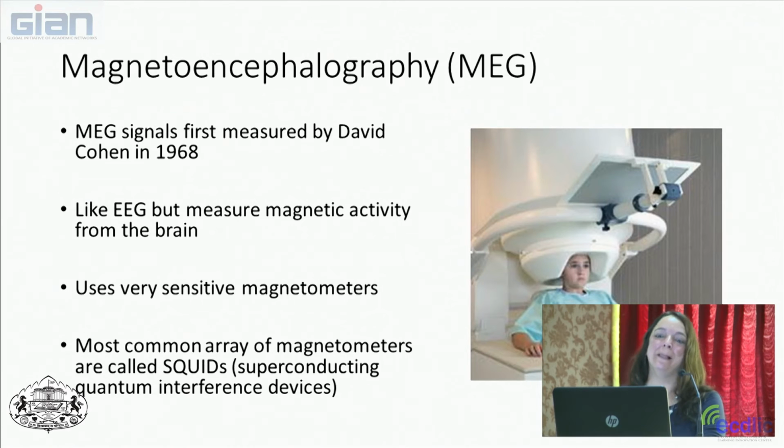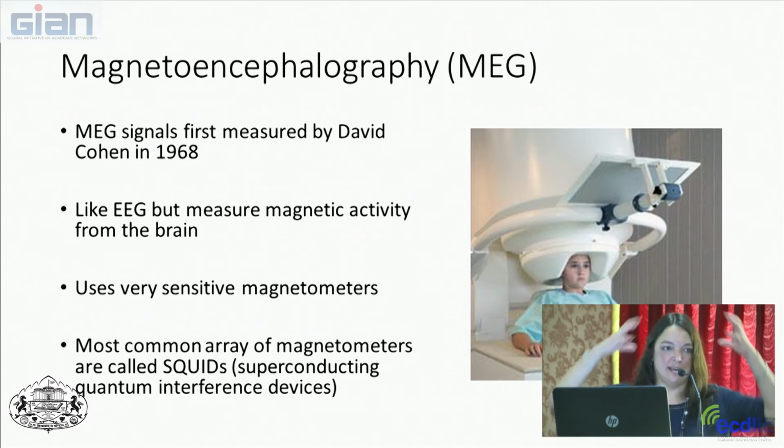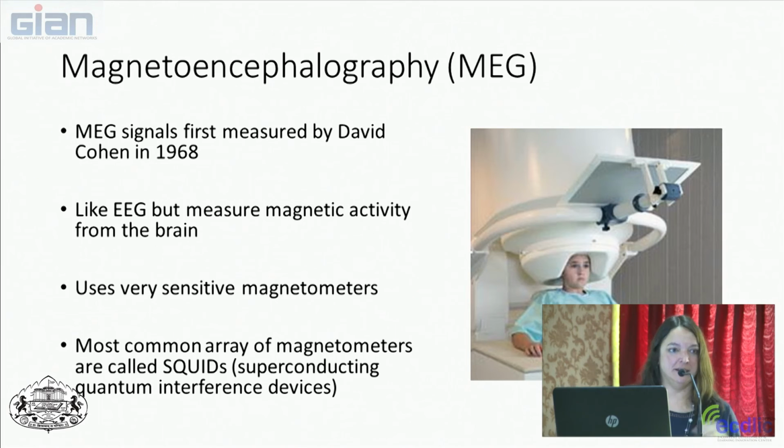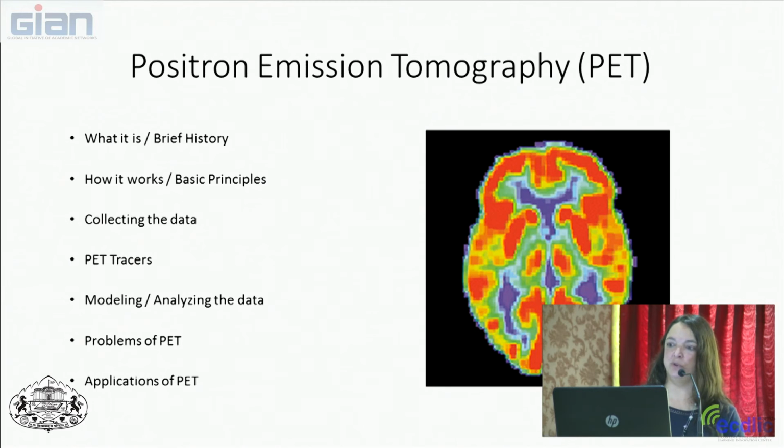MEG activity is similar to EEG. It was first measured in 1968. It measures the magnetic activity from the brain, not the electrical activity. You need very sensitive magnetometers, and they often have these giant machines called SQUIDs, superconducting quantum interference devices. You put a person in these SQUIDs and you measure the activity. And I imagine they do similar things with the output that you would do with EEG.